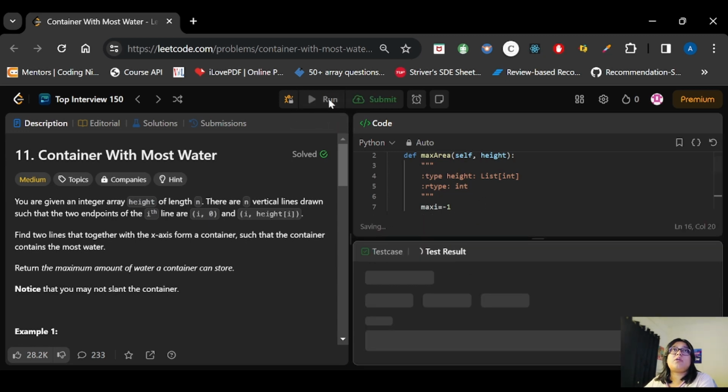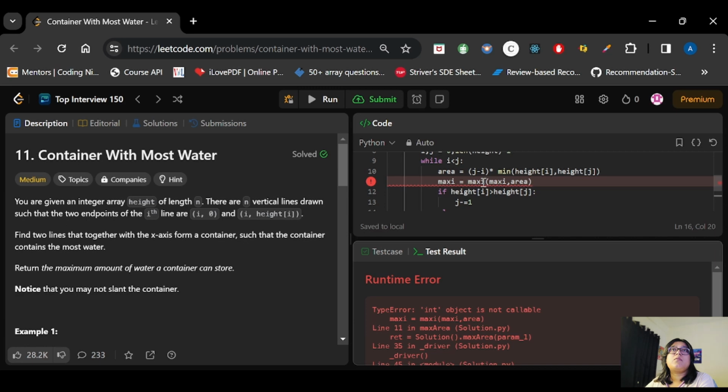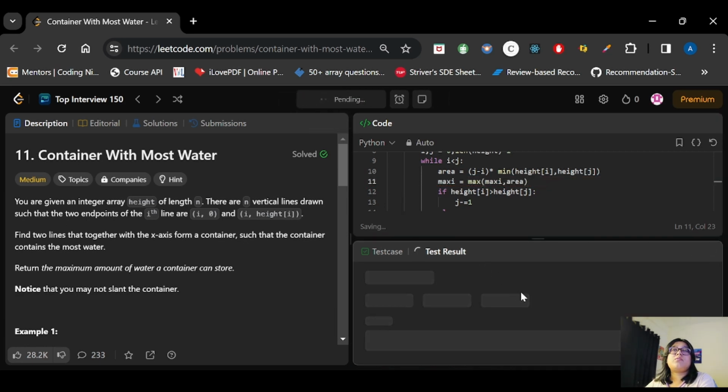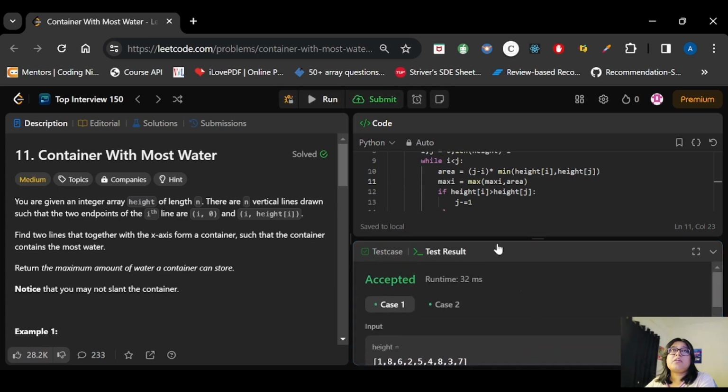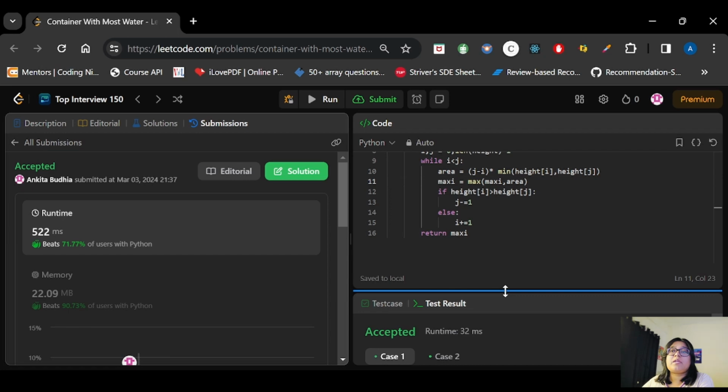Now let's try to run it. Okay, it will be max, sorry. Let's try to run it again. The sample test cases have passed. Let's try to submit it. So this code has been accepted.